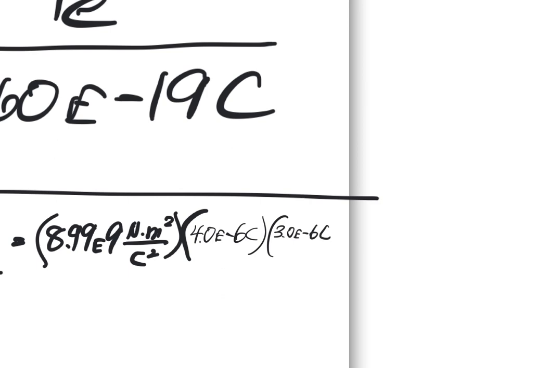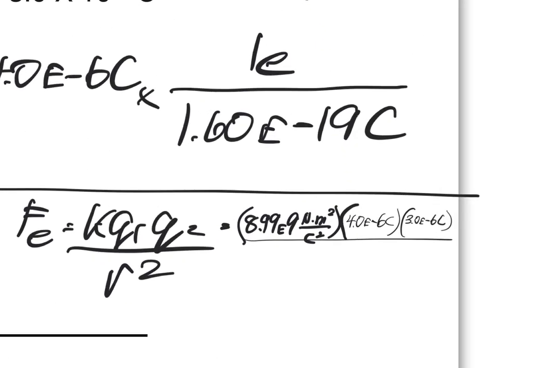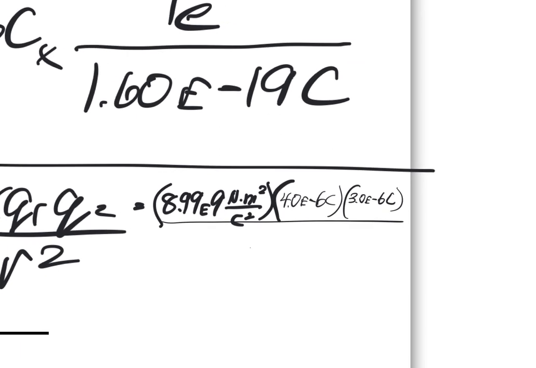times 10 to the negative 6 coulombs. And then my separation between them is 2 meters. And after all that, do not forget to square the bottom.